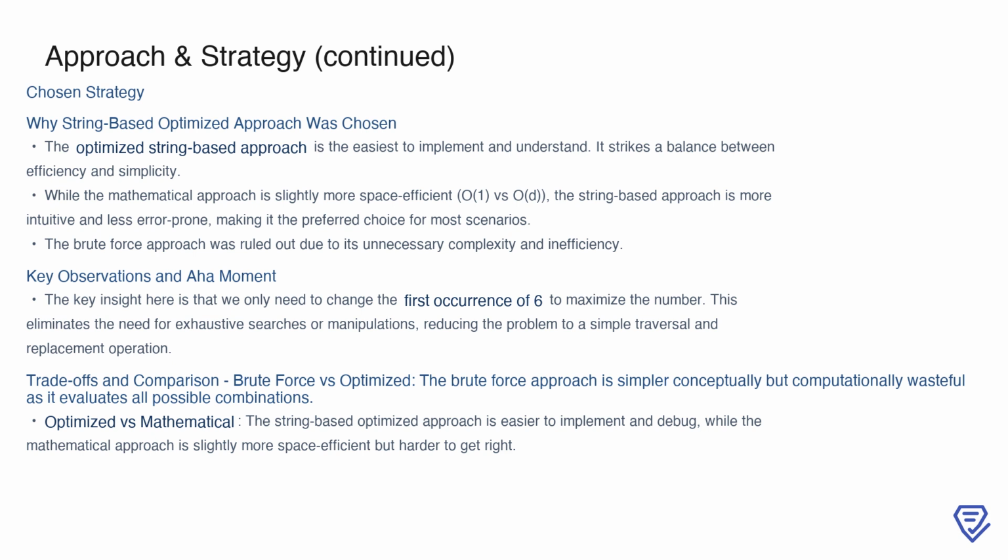On the other hand, the brute force approach was ruled out due to its inefficiency and unnecessary complexity. The core insight that makes the optimized approach so effective is realizing that we only need to change the first occurrence of the digit 6 to maximize the number. This targeted operation eliminates exhaustive computations and simplifies the solution to a single traversal and replacement. When comparing approaches, the brute force method is conceptually straightforward but computationally wasteful, while the mathematical method, though efficient, is harder to implement correctly. The string-based approach, however, achieves a strong balance, making it the ideal choice for this problem.